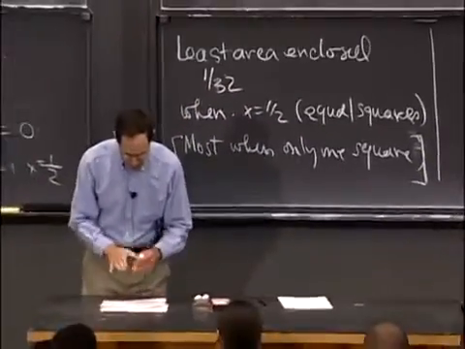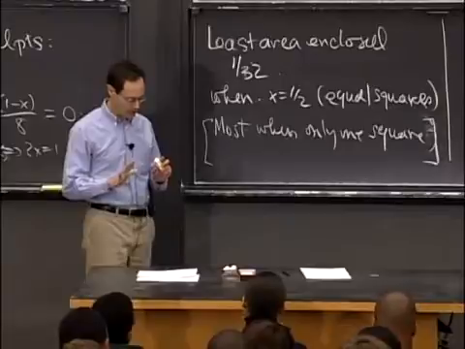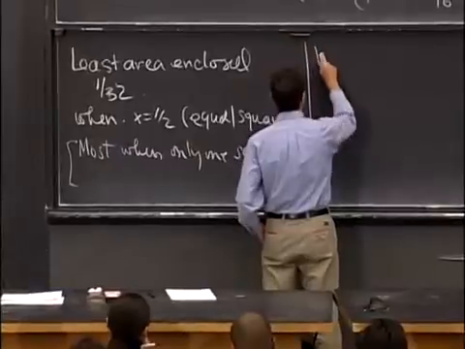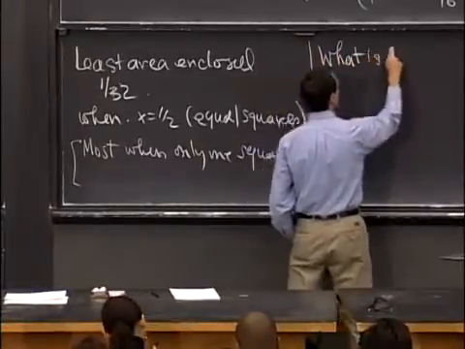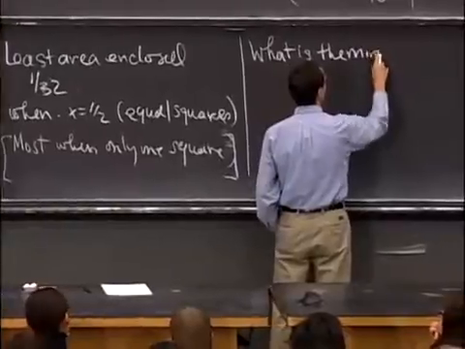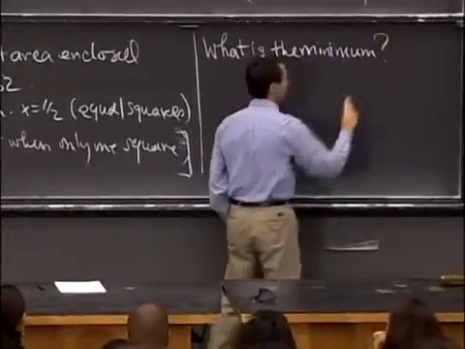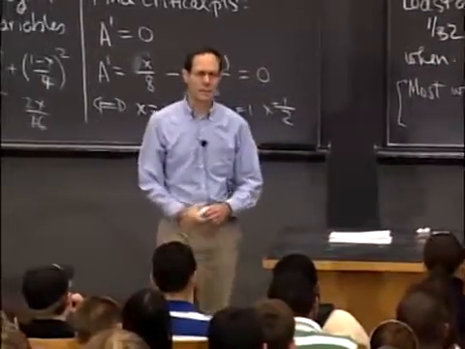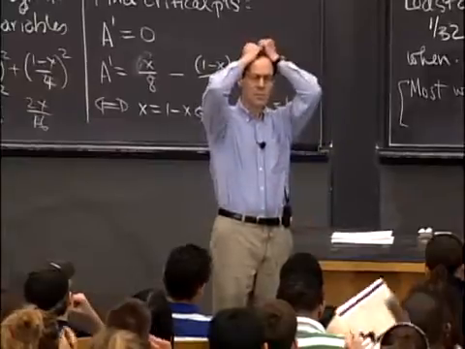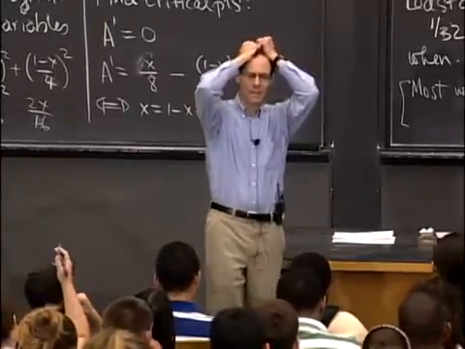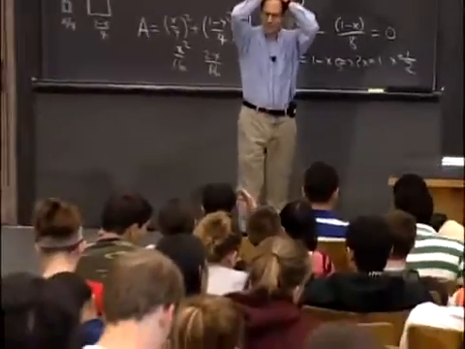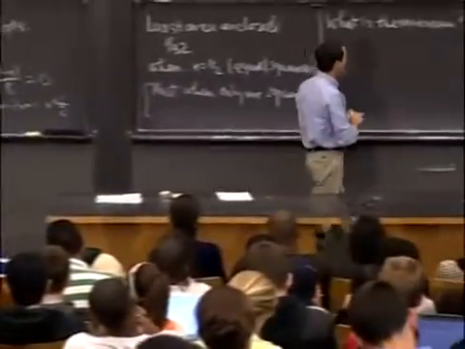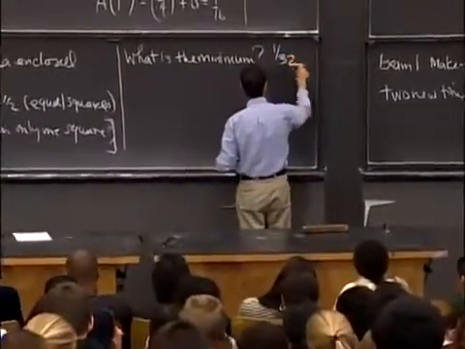And I just want to make one more comment about terminology before we go on. And I will introduce it with the following question. What is the minimum? All right? So, what is the minimum? Right, the lowest value of the function. So the answer to that question is 1 over 32.